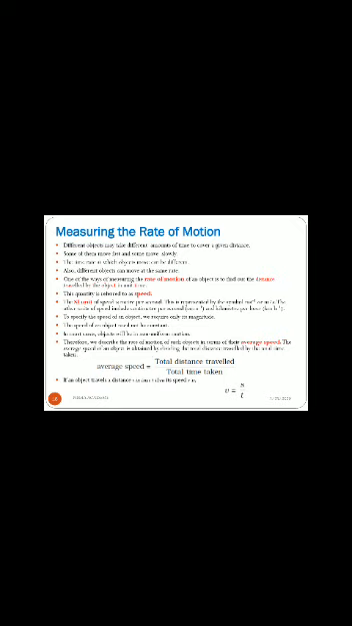So, the equation shows you the average speed. Average speed is equal to total distance traveled divided by total time taken. We give the symbols V for average speed, S for the total distance traveled, and T for the total time taken. So we can write V is equal to S divided by T, which will give you the average speed.